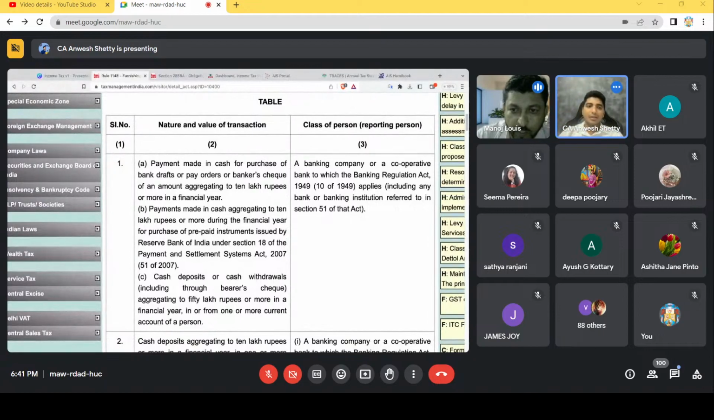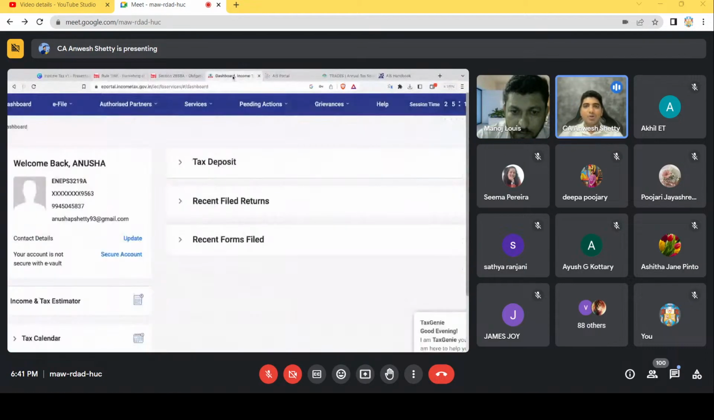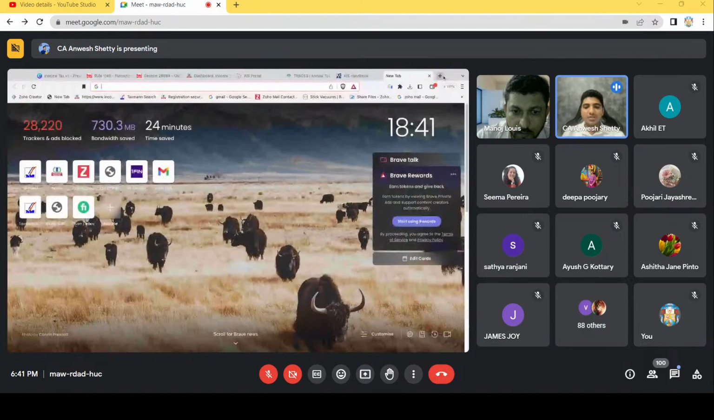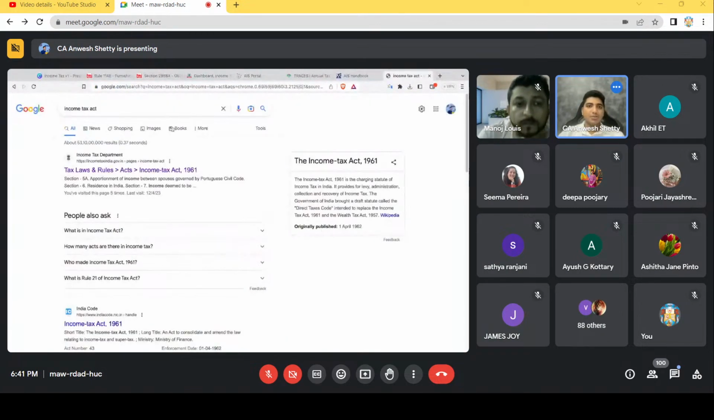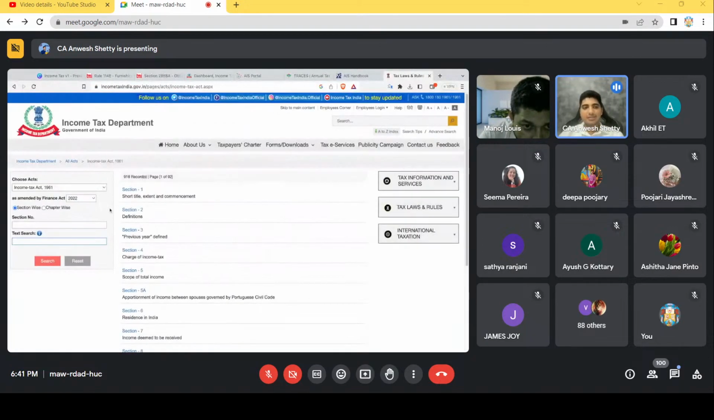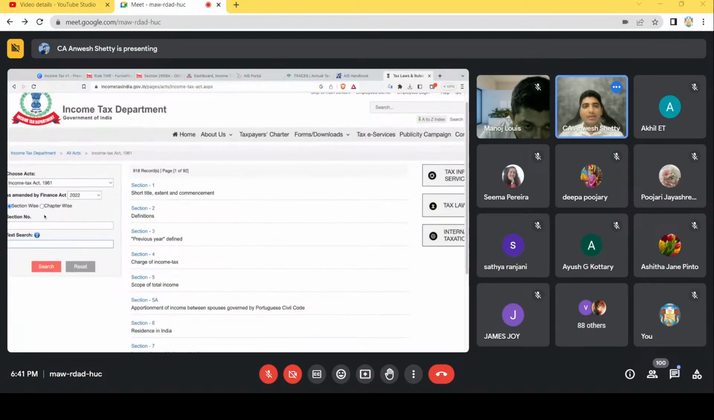Just one question, Anwesh: is it possible to get access to this anywhere on the site? Yes, definitely. For the benefit of all the faculties, I want to show how to access this also. You just have to search Income Tax Act. The first link that comes is the most updated Income Tax Act that is available. If I want to see Rule 114E, this is the Act that is visible, the Income Tax Act.